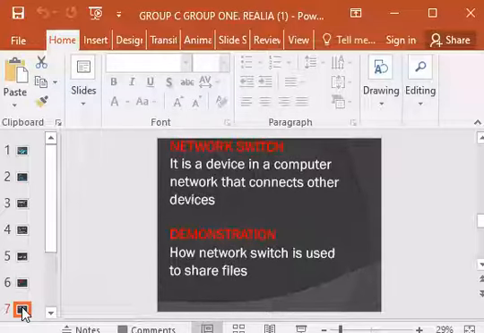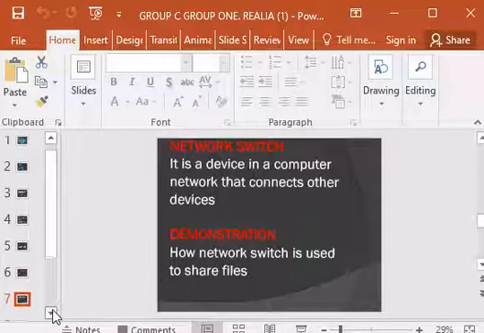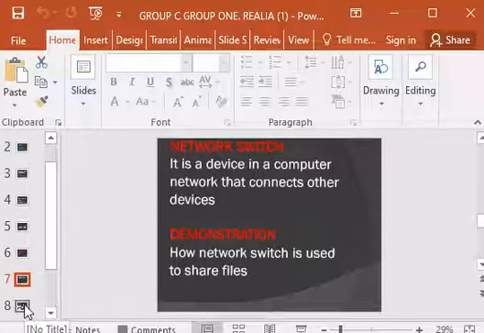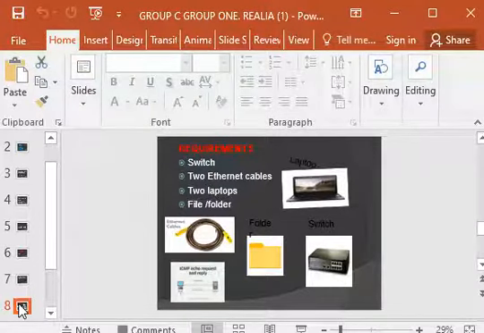A network switch is a device in a computer network that connects other devices. A switch can be used to share files. They can also be used to share computer resources, for example, the printers, etc. So I've shown you some of the resources which can be connected to a switch for sharing.